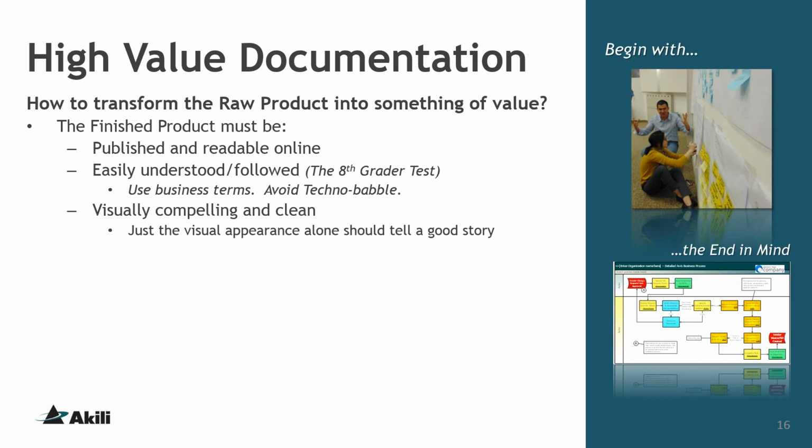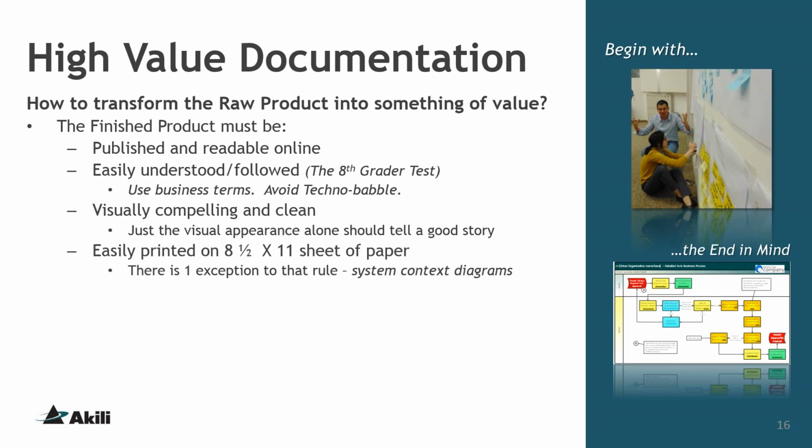Next, it needs to be pretty, visually compelling, and clean. If the process map is a mess and jumble of lines going in all kinds of different directions, and some processes are complex, then it becomes difficult for people to consume it. And if it's difficult to consume, they're not going to use it.